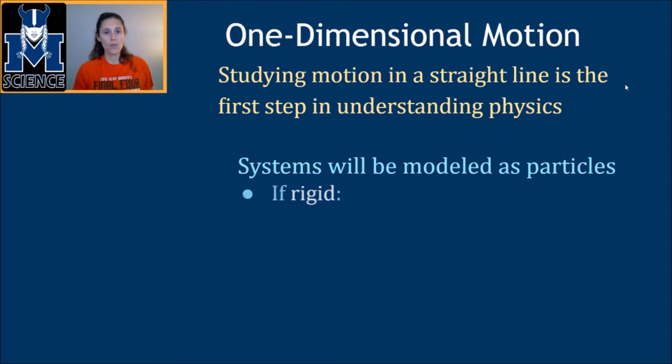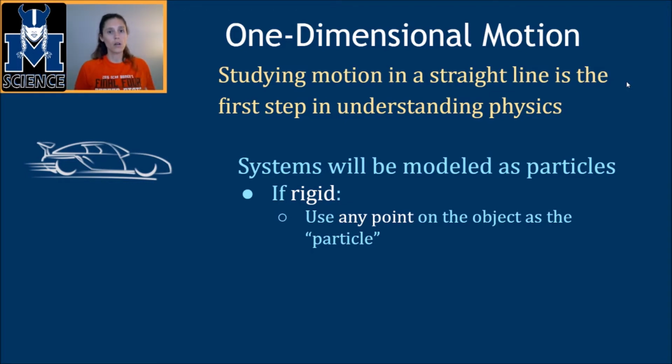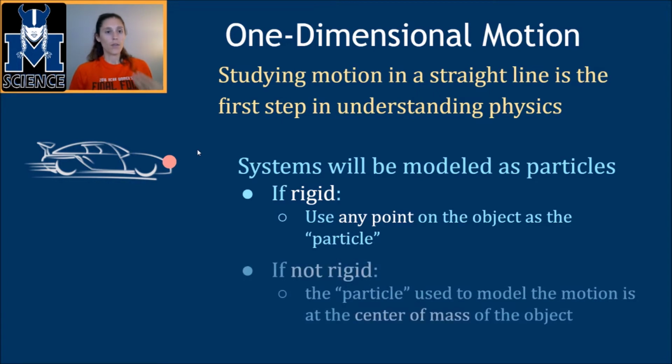If you have a rigid system, you can use any point on the object as your particle because the system all moves together. So if we had a car, this is a rigid body, and you could call the front of the bumper our point on the object that we're going to model the motion of, and that will represent the motion of the overall object. Okay, so that's what you can do for rigid bodies.